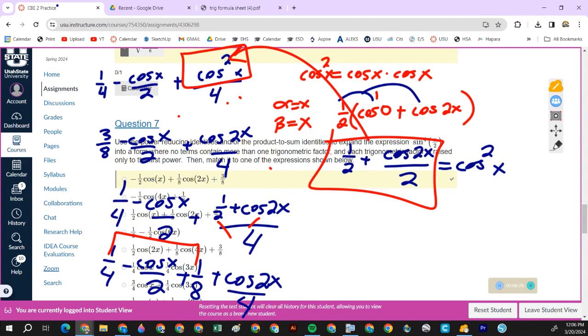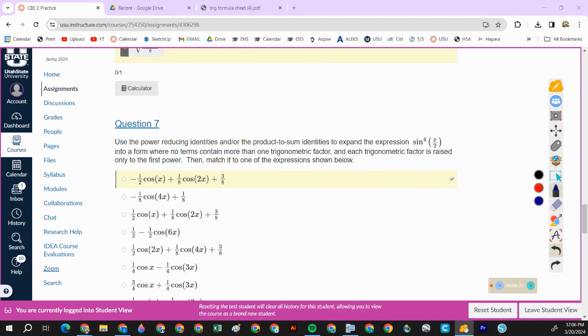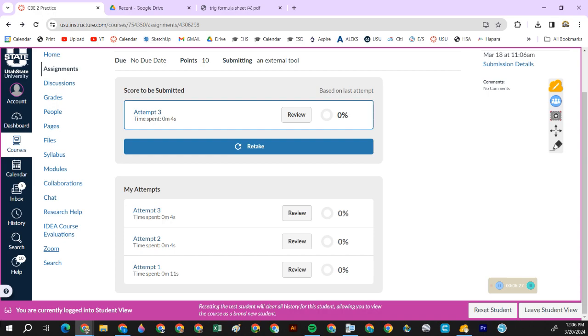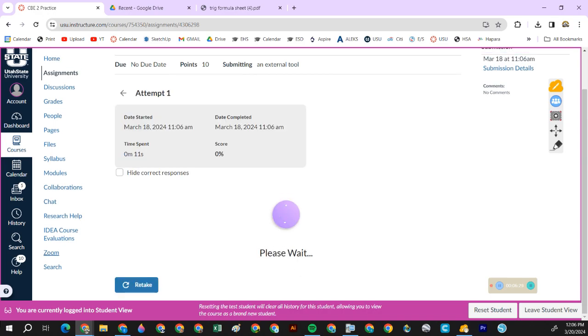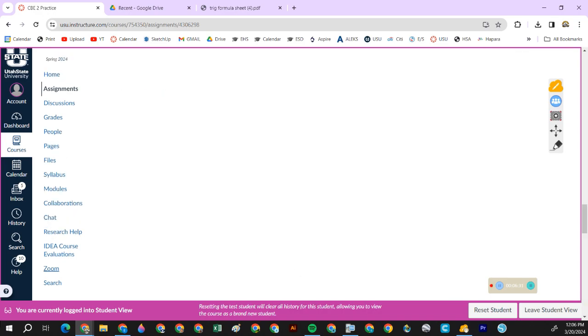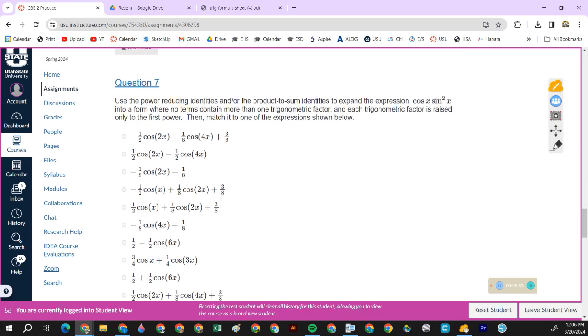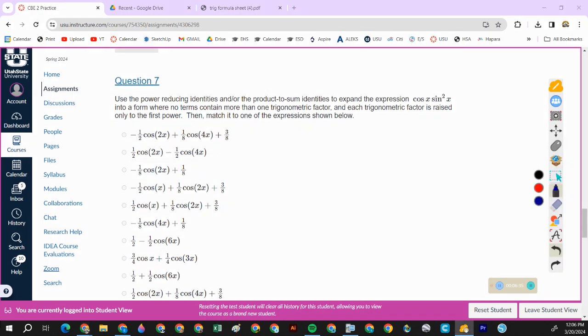Okay, let me do another example. Let's do attempt 1. Okay. So here we have the cosine of x, sine of x, sine of x. And it doesn't matter which one I do. I can choose these two or I can choose these two. It's not really going to make a difference.